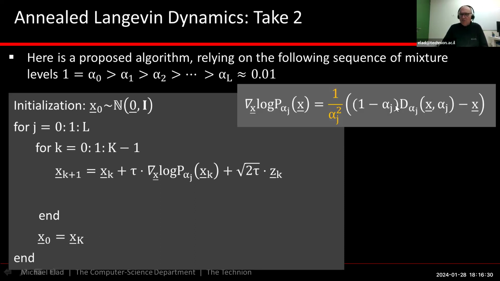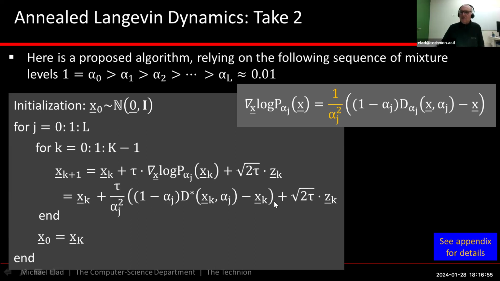And this is the score. Now you wonder where the scores come from. There is a proof that I will skip, but you can actually prove it very easily, very, very easily. And the score basically says you have to apply your denoiser with level alpha j on the image x, multiply by 1 minus alpha j, subtract x, and divide by alpha j. And this is what you have to plug in here. So this is it. This is the algorithm.